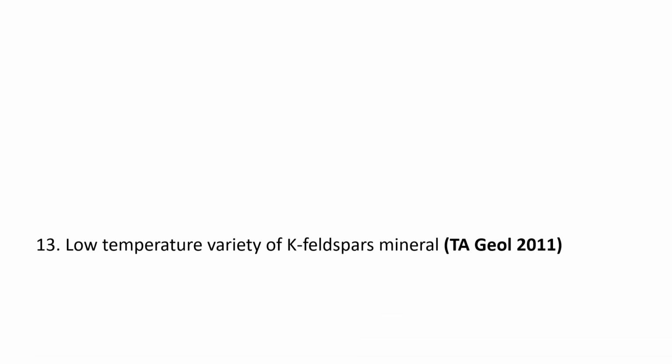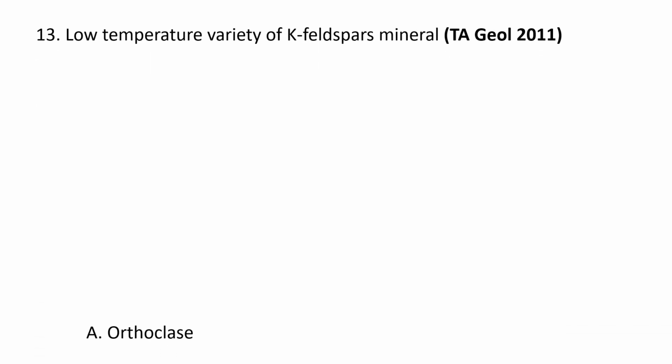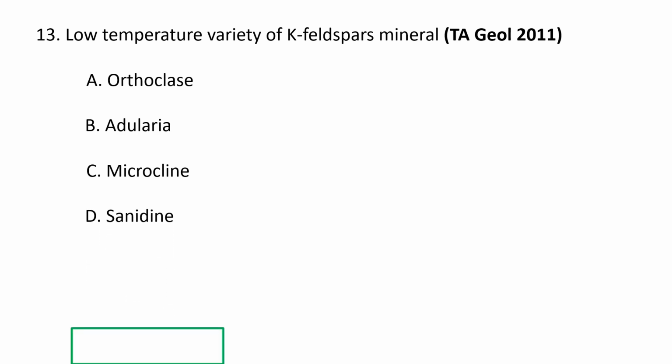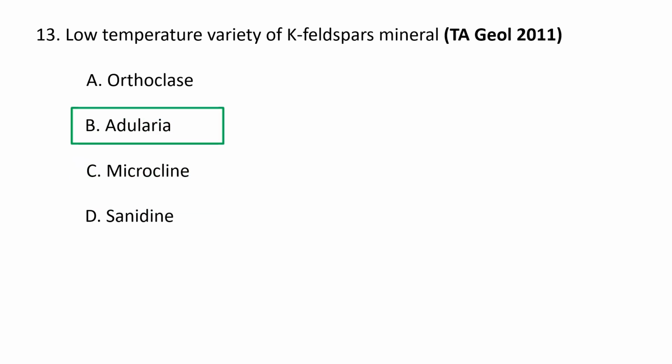Next question. Low temperature variety of potash feldspar mineral is A. Orthoclase, B. Adularia, C. Microcline, D. Sanidine. So the correct option is B. Adularia. Adularia is a low temperature variety of potash feldspar. It's a feldspar mineral that forms in the low temperature veins of felsic plutonic rocks and in cavities in crystalline schists. So B. Adularia is the correct option.